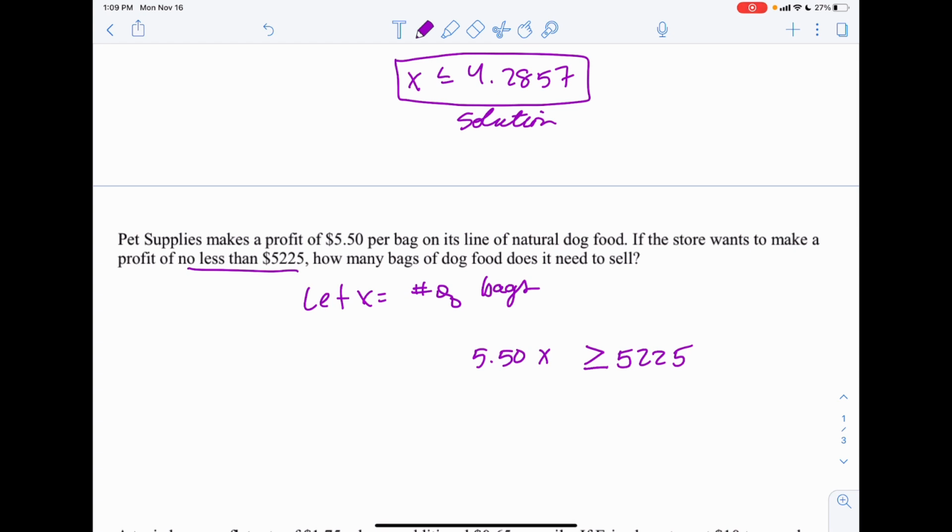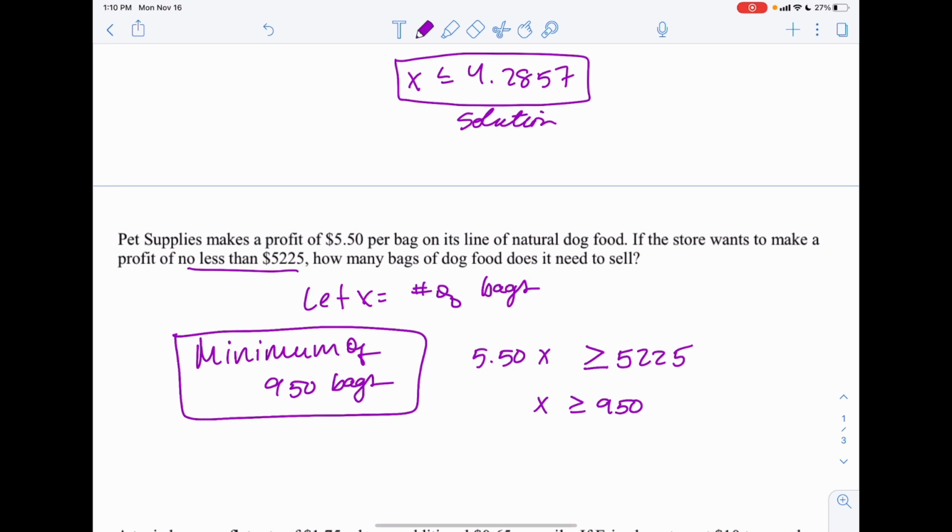So to solve this, we're going to do what we always do. We're going to divide both sides by 5.50, and we're going to get that x is greater than or equal to 950. So how many bags of dog food does it need to sell? So we could say a minimum of 950 bags. And we know the word minimum works here because it has to be greater than or equal to. If it's equal to, that's fine. If it's greater than, that's even better. But 950 is the minimum number.